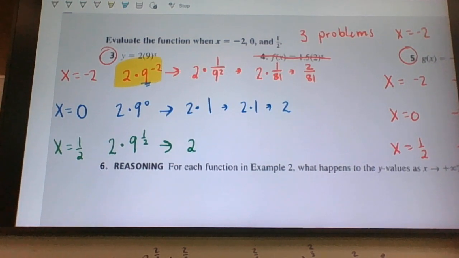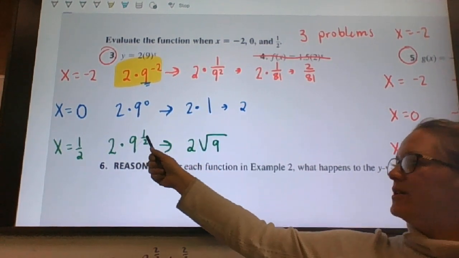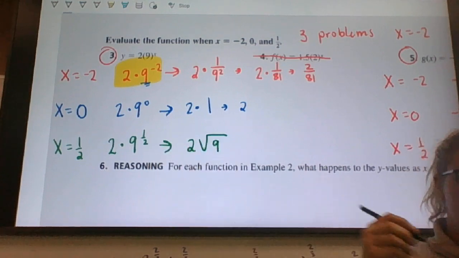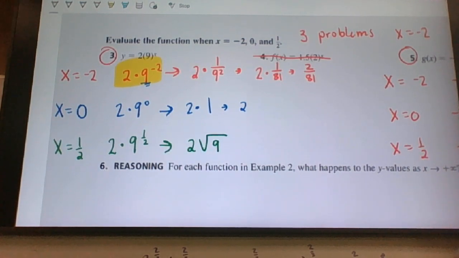Miss, why did you write 2 times 1 twice? It's 3. Well done. How'd you get to 3, Sharika? She used 1. It's a square root. 9 to the 1/2 is actually the square root of 9. The little 2 goes down and around, right? So this is 2 times the square root of 9. That's 2 times 3. That's 6.